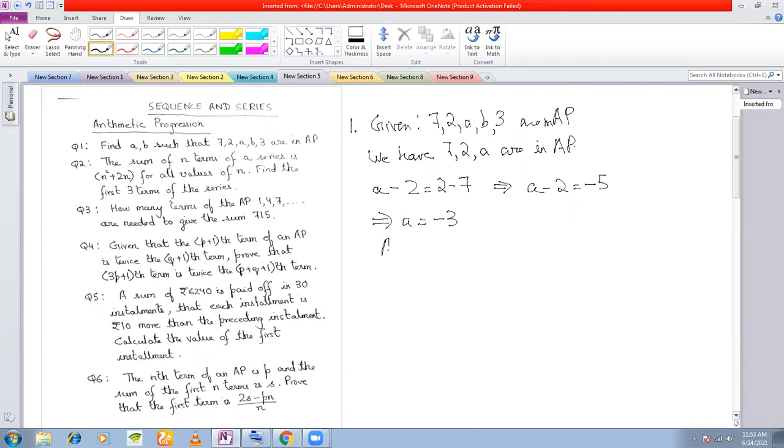Now also, so therefore, what can you write? Therefore, 7, 2, minus 3, B, 3 are in AP. So we have minus 3, B, 3 are in AP.